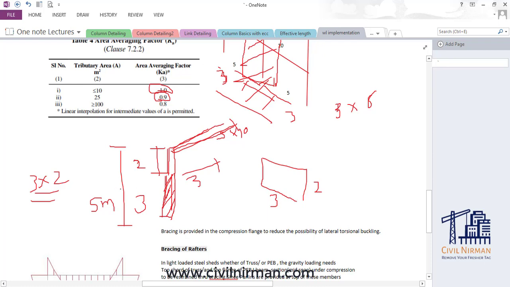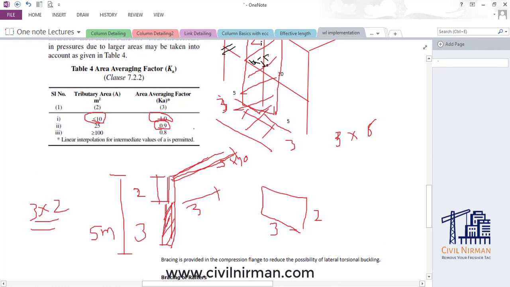Because there is not much impact on your RCC column, your wind for this particular steel frame will be in terms of your 2 meter height, and 3 is my bay width, so 3 into 2, 6 m² is the area. So it will fall in the category less than 10 m², so your K will be 1. That's how you can work out your area averaging factor. If you want to interpolate, you can go for more accurate results. Let me just erase this.